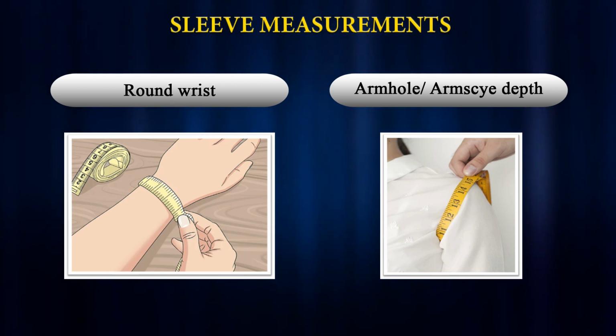We take the armhole depth also. If we are making a garment or a dress which is without sleeve, the armhole depth is very important in that type of garment. For that we take the armhole depth, which is also a round measurement of the armhole of a body.